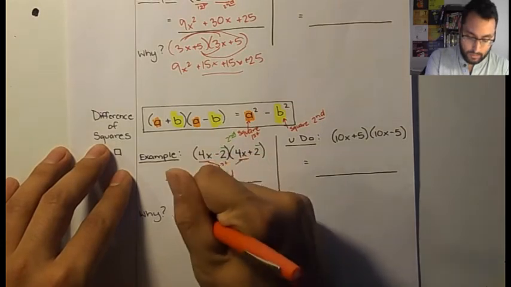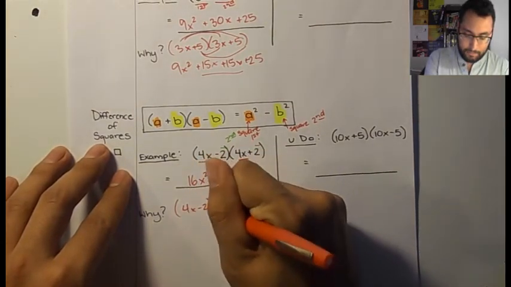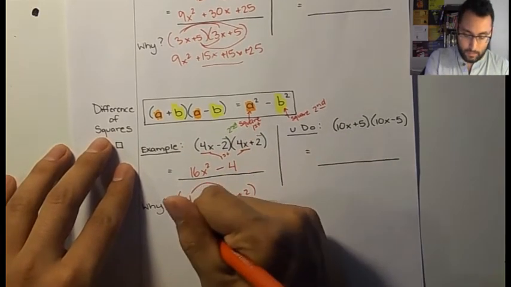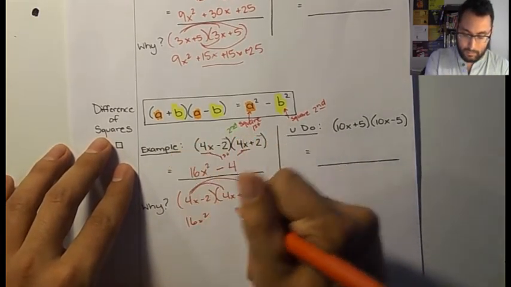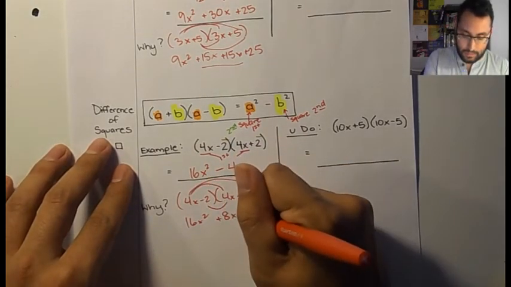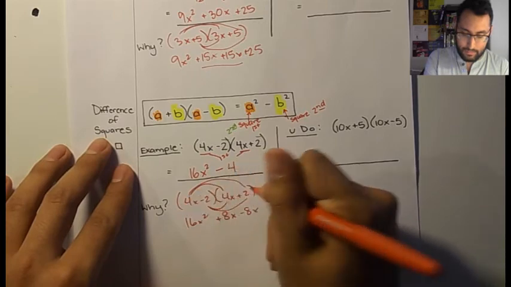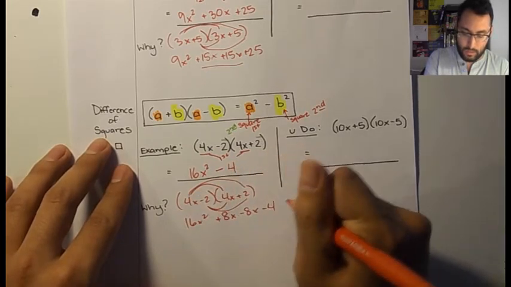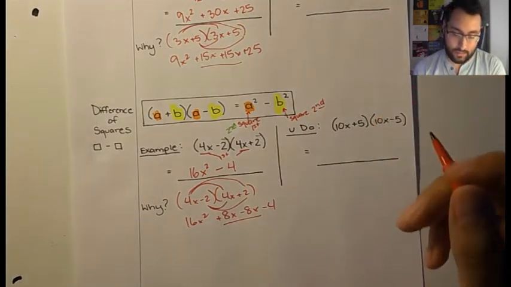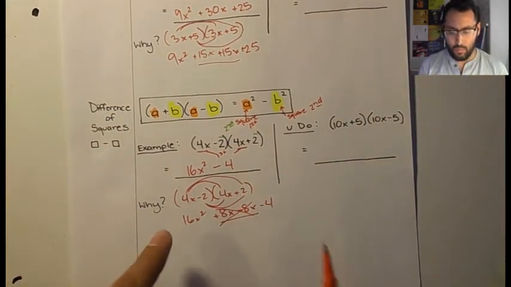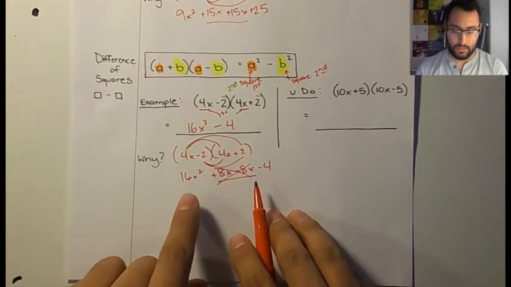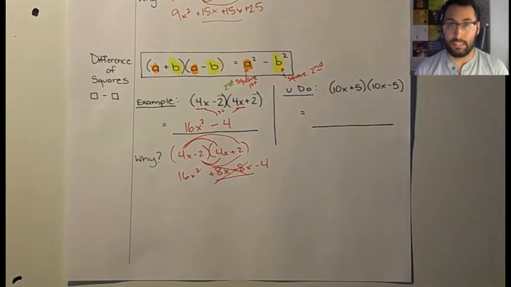So why does this work out? Let's actually double distribute again. 4x times 4x is 16x squared. 4x times positive 2 is a positive 8x. Negative 2 times 4x is negative 8x. And negative 2 times positive 2 is a negative 4. Now, positive 8x and negative 8x cancel out. So that's why our answer is just a binomial instead of a trinomial with 3 terms. We just have 16x squared minus 4.